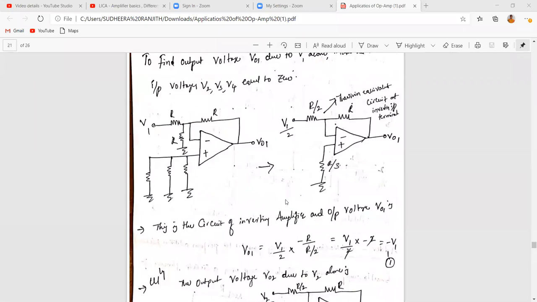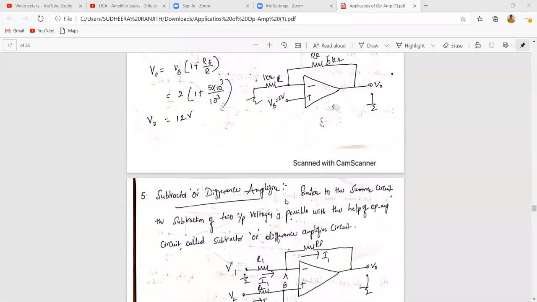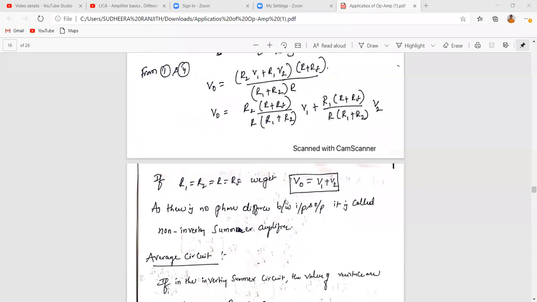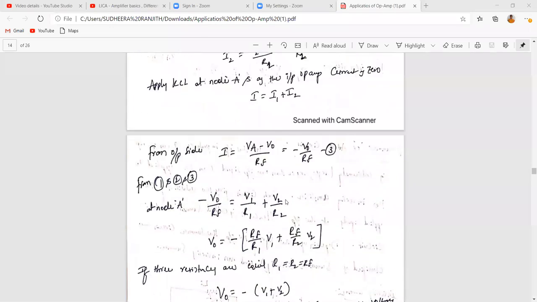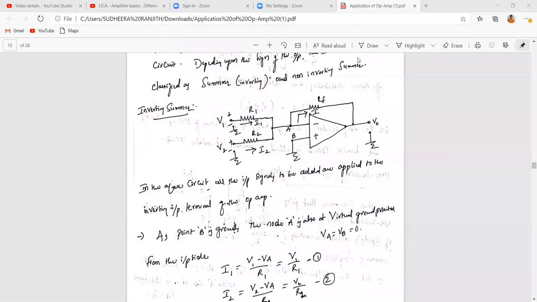Wait a minute. I'll move back. Right. Circuit gurtunda? Enti circuit? Circuit name enti? What is the name of the circuit? Tell me. What is the name of this circuit?